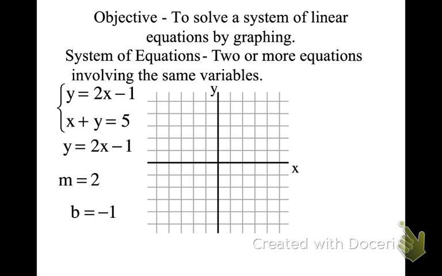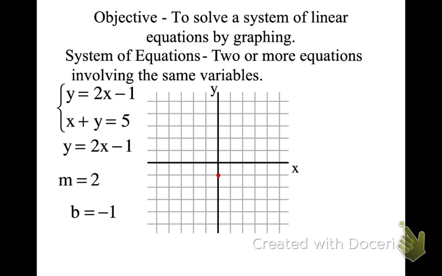So when I begin to graph, how do I graph? Dion, where do I start? I start on the y-intercept at negative 1, and I put a point. From there, what do I do? Gideon? You're going to use the slope, which is 2, or 2 over 1.